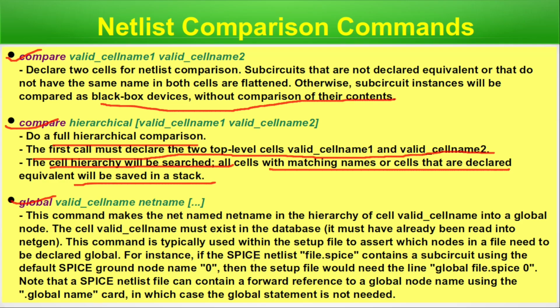This command is typically used within the Setupfile to assert which nodes in a file need to be declared global. There is an example of that later. For instance, if the spice netlist file.spice contains a subcircuit using default spice ground node name 0, then the Setupfile would need the line global file spice. Note that a spice netlist file can contain a forward reference to a global node name using the global name card, in which case the global statement is not needed.